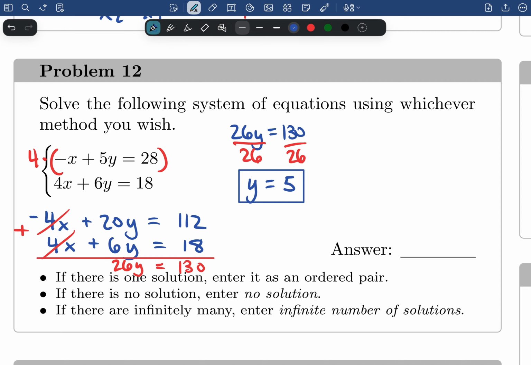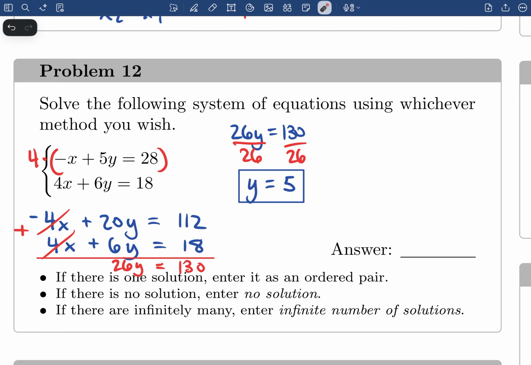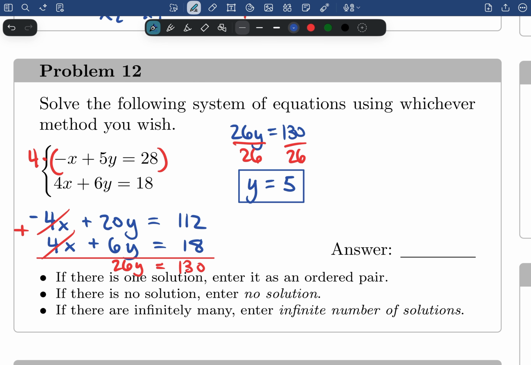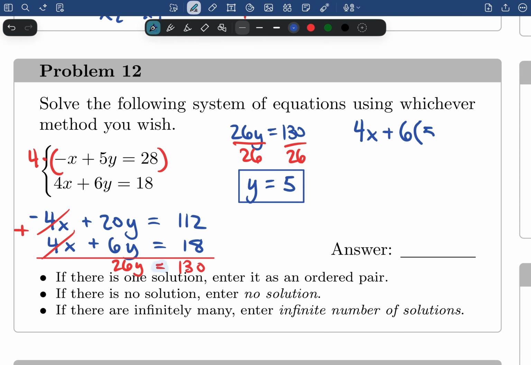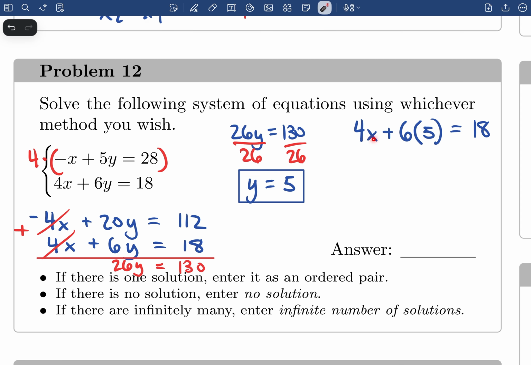Now I'm going to take that, and I need to find x, right? Because we're trying to solve this system for both variables, the x variable and the y variable. And it doesn't matter if you use the top equation originally before we multiplied by 4 or the bottom equation. I'll just choose the bottom equation for fun. I have 4x plus 6y. Now, y, I just found it's 5. So I'm going to replace y with 5. And that equals 18.